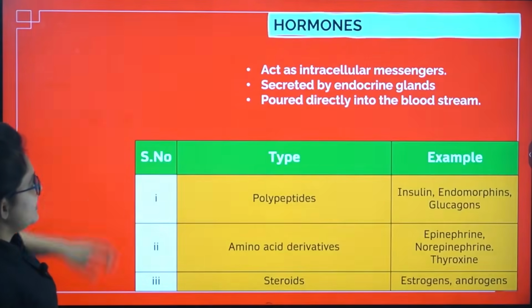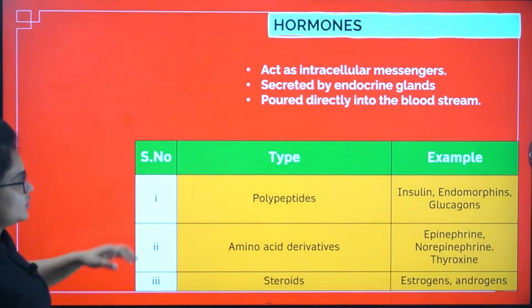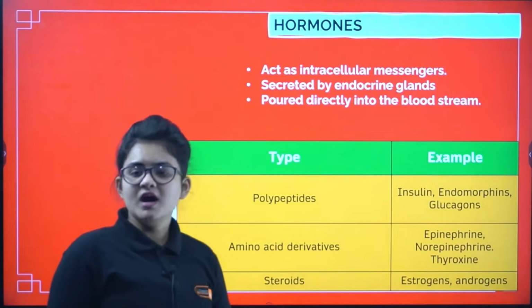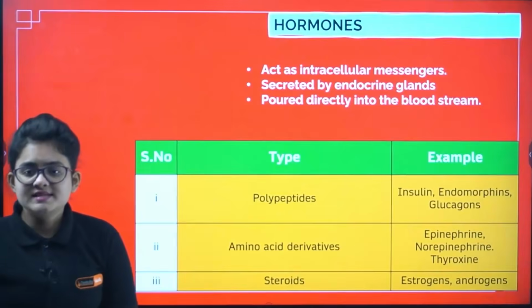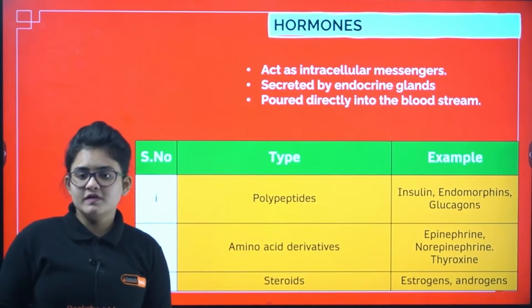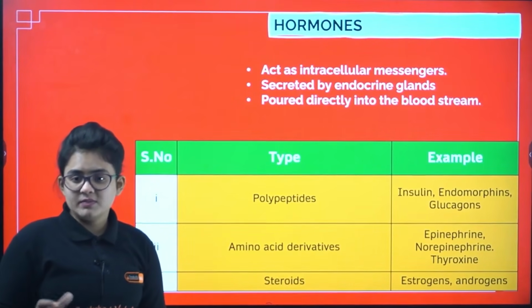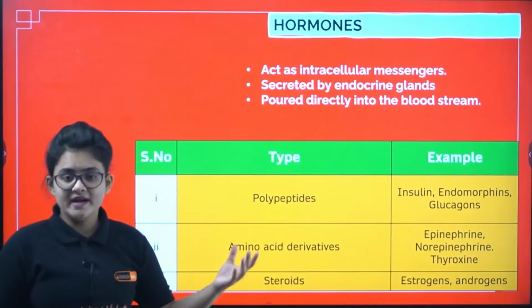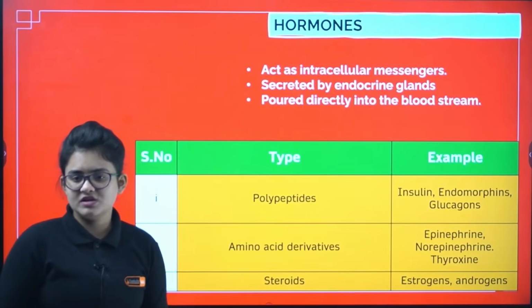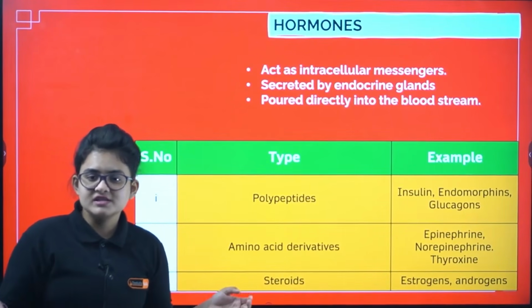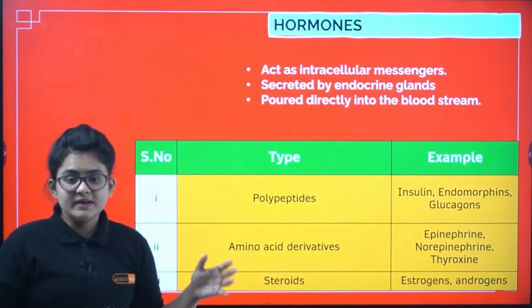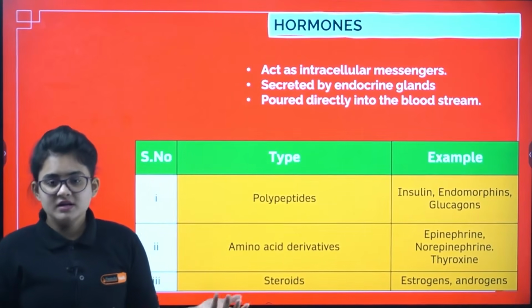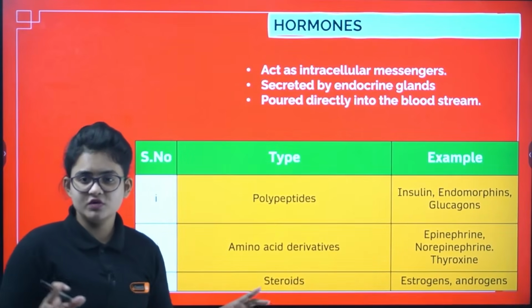Next, hormones. A little bit about hormones means which type of hormone, how they are working, and they can ask you to give one example of an amino acid derivative type of hormone or steroidal hormone. So that type you have to remember, like steroidal hormones like estrogen, androgens, and amino acid derivatives like epinephrine, thyroxine, norepinephrine.